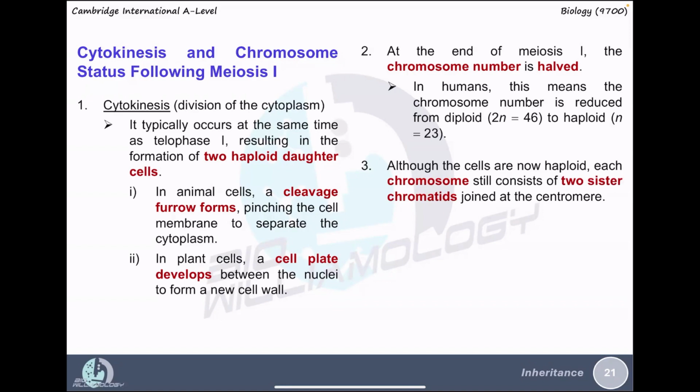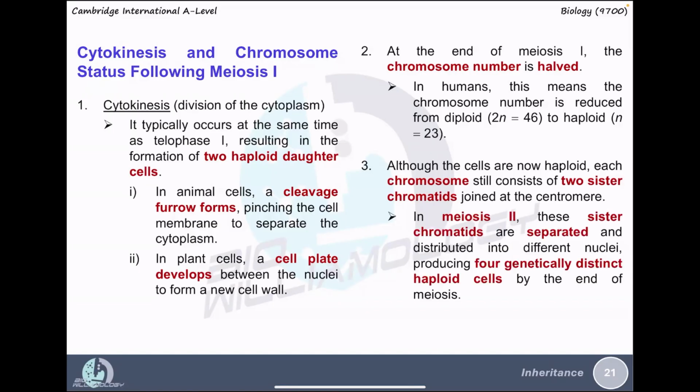Although the cells are now haploid, each chromosome still consists of two sister chromatids joined at the centromere, which means that each cell still has 46 DNA molecules or 46 chromatids. Therefore, meiosis 2 is needed because these sister chromatids will be separated during meiosis 2, to produce four genetically distinct haploid cells by the end of meiosis.